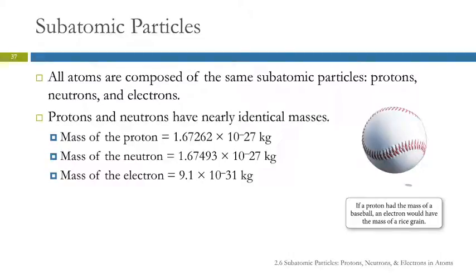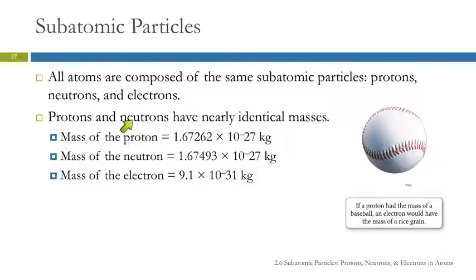So subatomic particles. Subatomic means below atom, smaller than the atom. All atoms are composed of the same subatomic particles: protons, neutrons, and electrons. There are others that particle physicists are interested in. We don't talk about them in general chemistry. Stick with the three big guys.